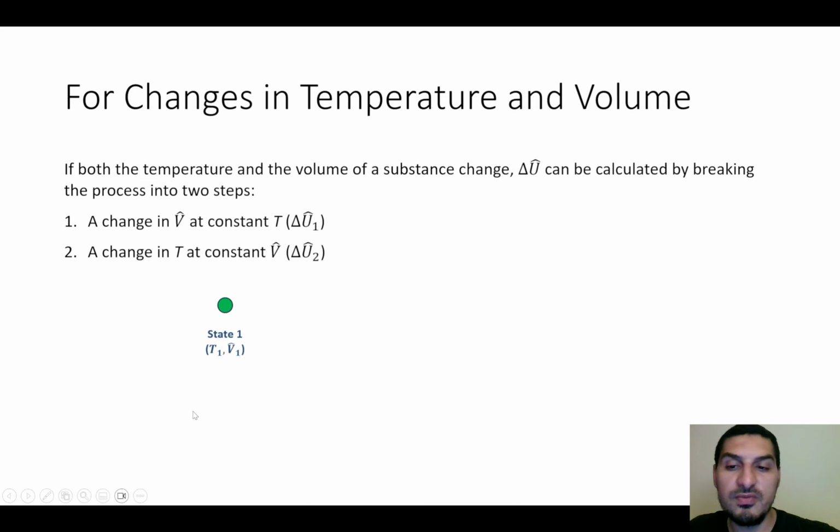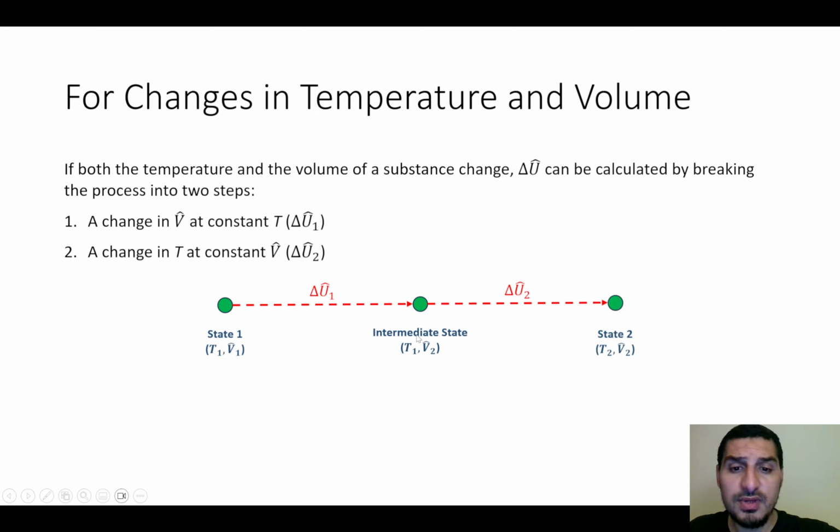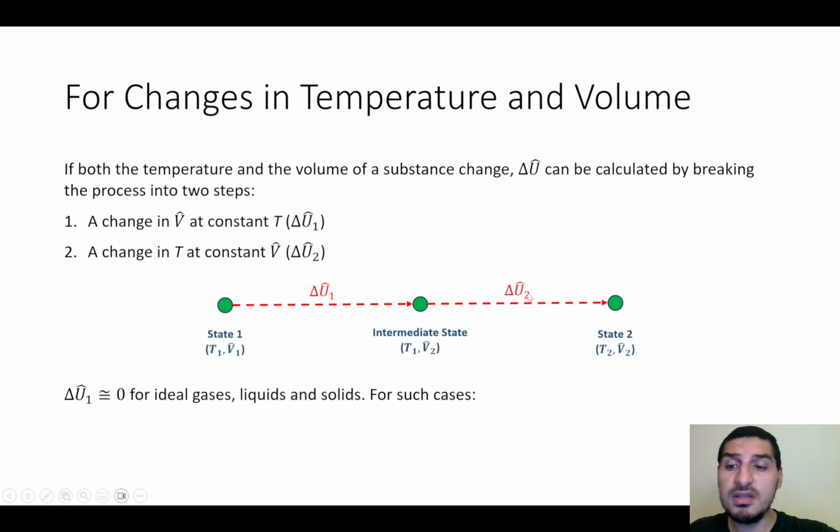So if we have a state of T1 V1, and then we have a change in the internal energy due to the change in volume. So you see here T1 is the same, and V1 does not equal V2. And then we have the second step where we have a change in temperature from T1 to T2, and V2 is constant. So we can say that delta U is delta U1 plus delta U2, and delta U1 is almost zero if I have ideal gases.